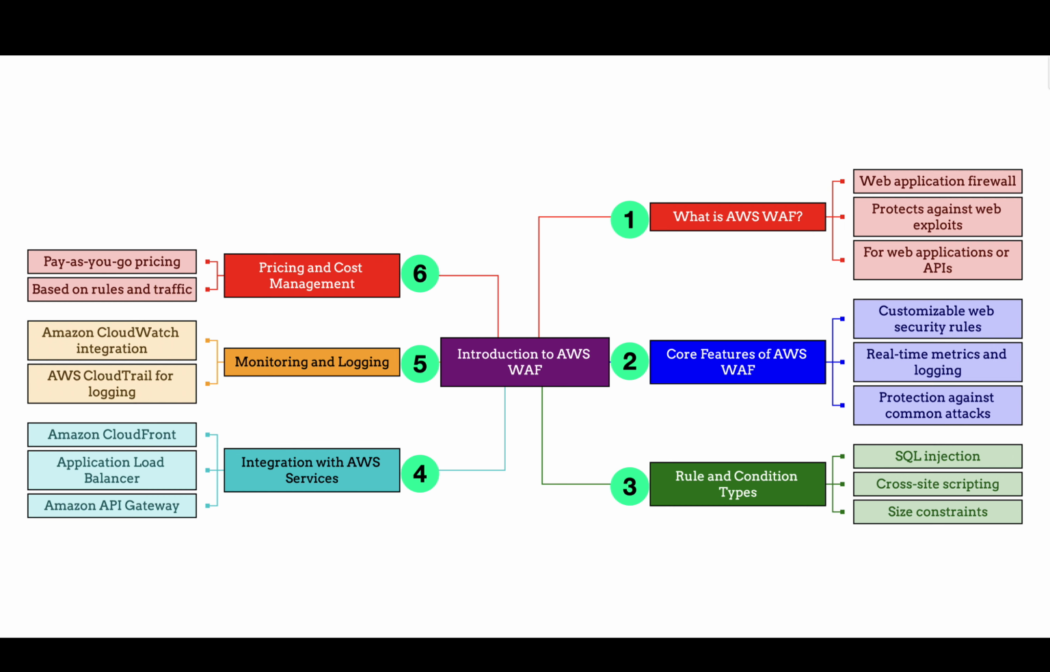6. Pricing and cost management. AWS WAF follows a pay-as-you-go pricing model based on the number of rules deployed and the amount of web traffic inspected.